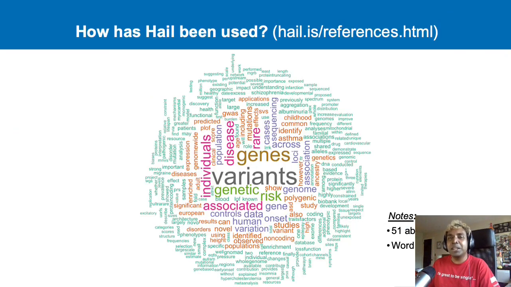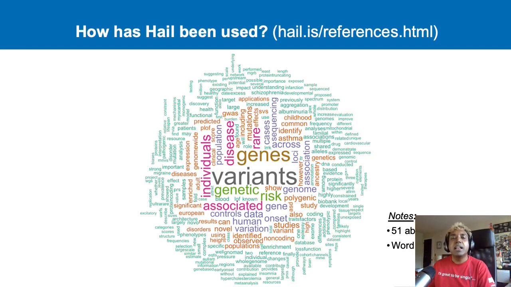So how has Hail been used? Using the references page on the Hail website, hail.is, I took all of the abstracts from 2020 and just made a word cloud here, one of my favorite things to do. I'm a little bummed out that during this entire session I can't poll everyone that's here, because polling is one of my favorite things to do, using Poll Everywhere, for instance. So anyway, this would be how Hail has been used in all of the abstracts.